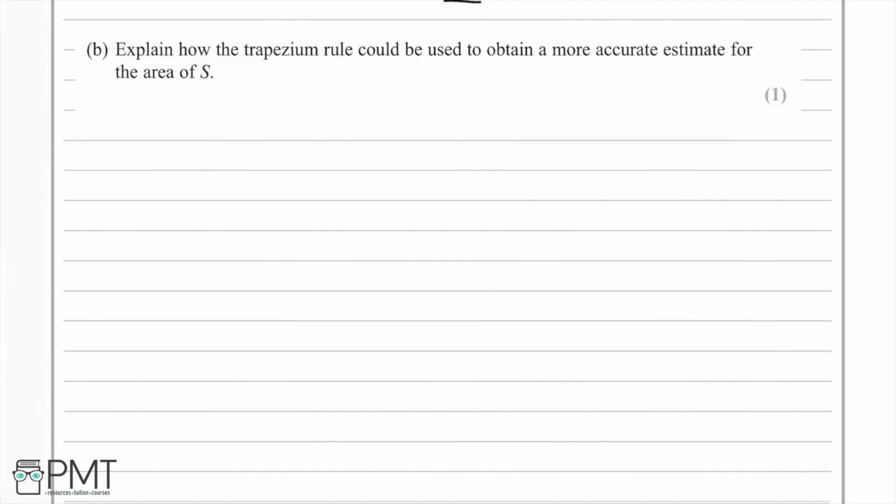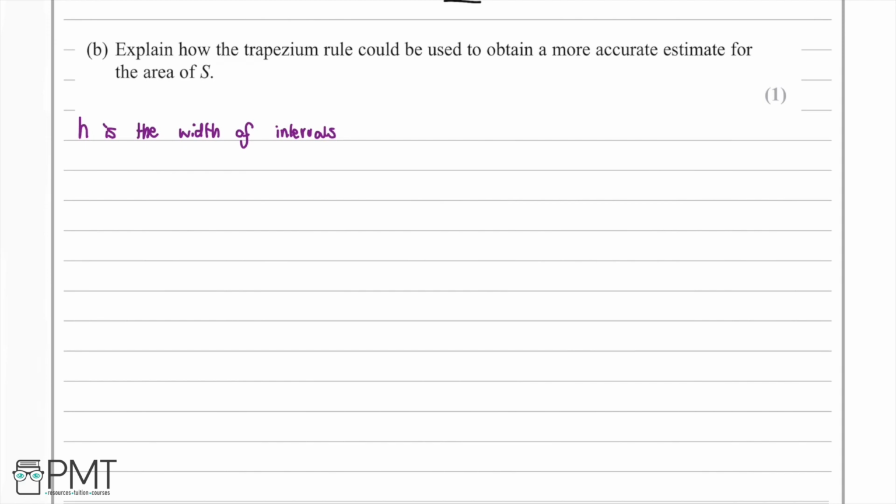So in question B here, we're asked to explain how the trapezium rule could be used to obtain a more accurate estimate for the area of S. So firstly, what is h? This is going to be useful for this question. h is the width of the intervals. So we can have a think, what can we do to h to give us a more accurate estimate for the area of S? When we split our graph up into lots of different strips, we split the area into a number of different strips or trapeziums, and then we work out the area of each trapezium, and then that gives us an estimate of the overall area.